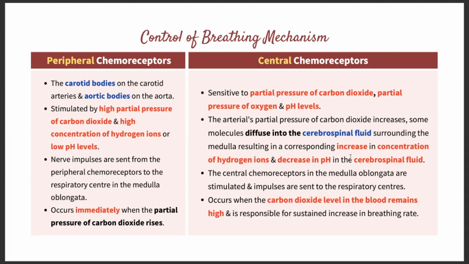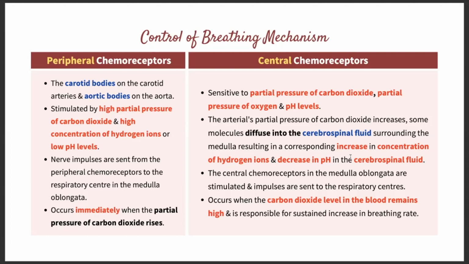So the cerebrospinal fluid will detect it. What happens next is the central chemoreceptors. The central chemoreceptors are found in the medulla oblongata. They will detect, oh no, there's a low pH value or there's too many hydrogen ions. So they're being stimulated, and these impulses are sent to the respiratory centers.